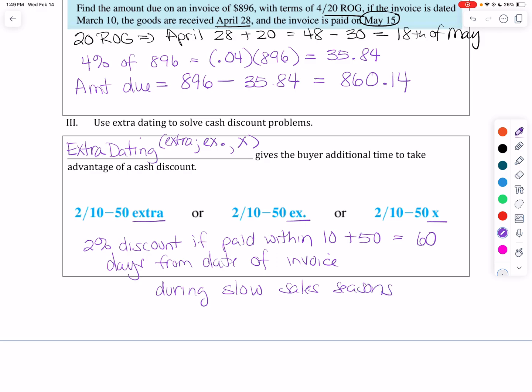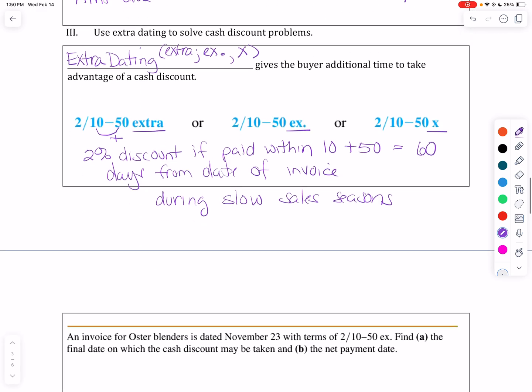Okay, and it kind of gives a competitive advantage, and it allows you to maybe boost those sales, so that you can get a little bit more extra cash flow into your business. Okay, so again, you're going to take the first number and add those two together to get that last number of days. And when you're adding it to a date, you're going to have to take a lot of numbers out to figure out what that last due date is, okay?